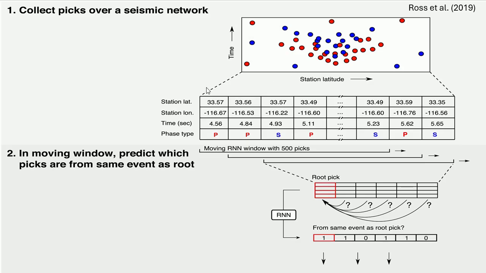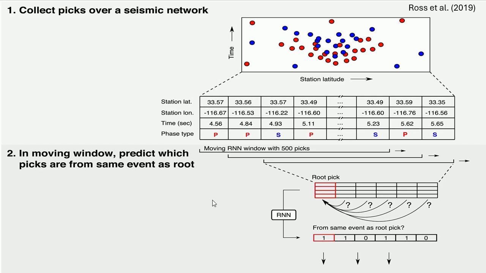Each pick contains basic information: the latitude and longitude of the station, the arrival time, and whether the phase is a P-wave or an S-wave. Each pick is represented inside the network using 5 features: the latitude of the station, the longitude of the station, the pick time relative to a reference pick called the root pick, whether the phase is a P-wave or an S-wave, and a final binary indicator specifying whether the entry is a real pick or simply an empty placeholder added for padding. The root pick is simply the first pick, one particular seismic arrival, either a P-wave or an S-wave pick, inside the current sliding window.